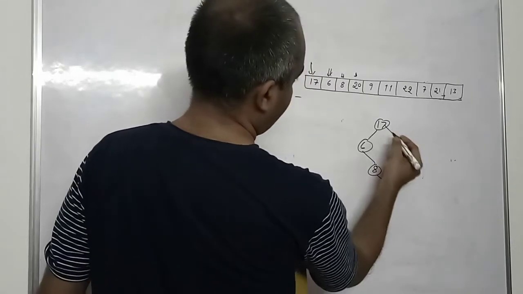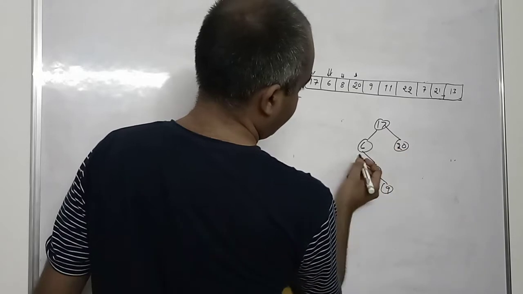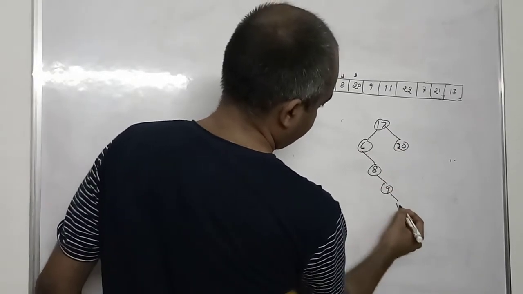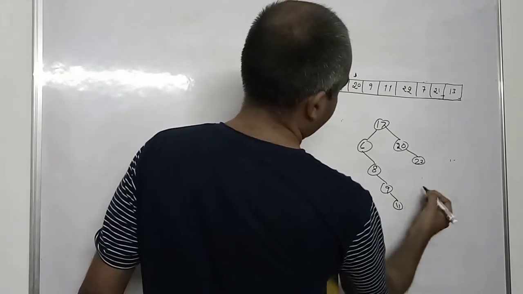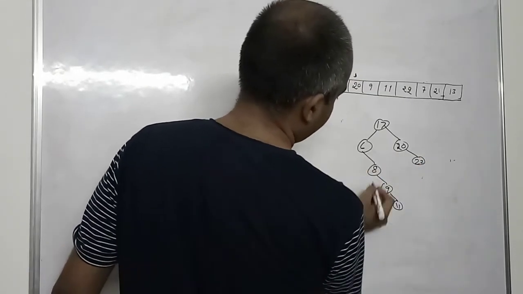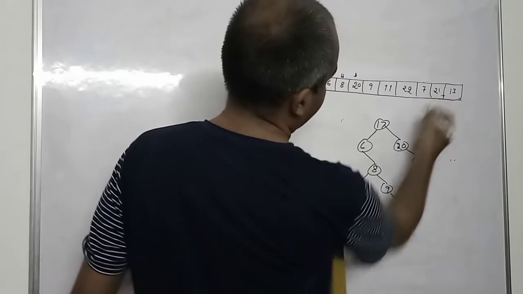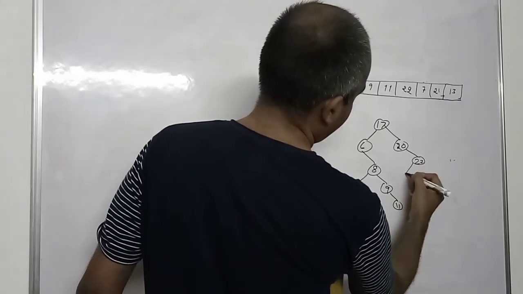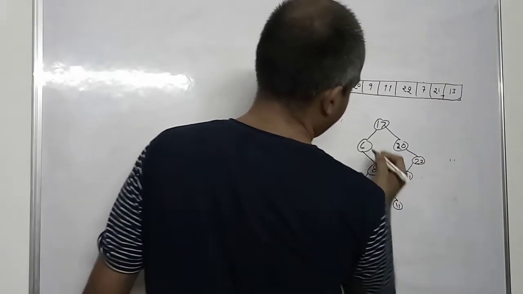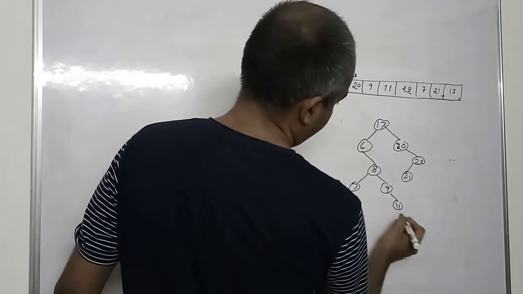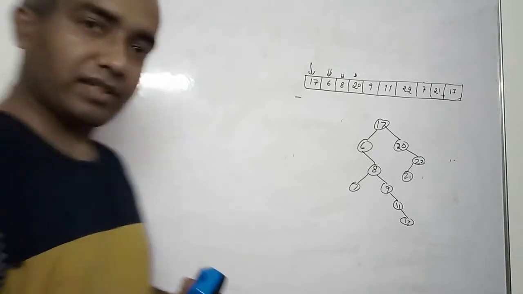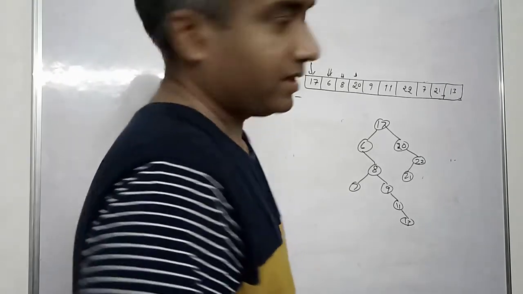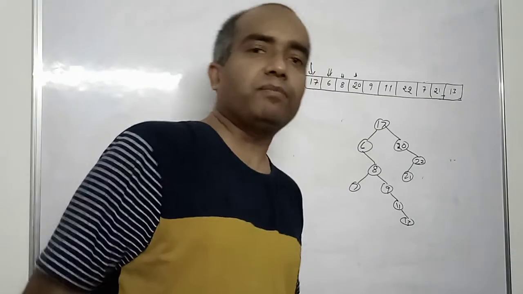9 will come here, then 11. 11 is smaller than 17, so 6, 8, 11 will come here, then 22. So 22 will come here, then comes 7, so it will come here, then 21, so it would be 21 here, then 13, so it would be 11, then 13, right? So this is the binary search tree which will be prepared, right? And you can use an AVL tree as well.